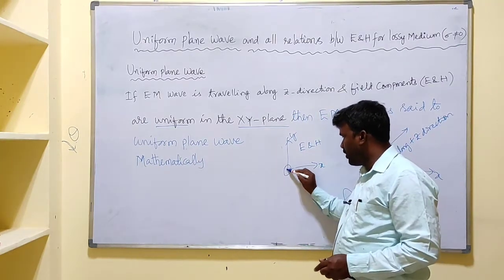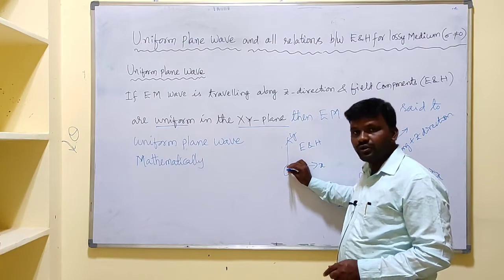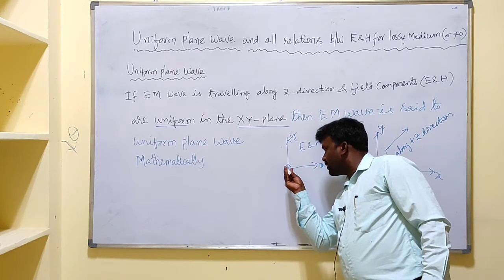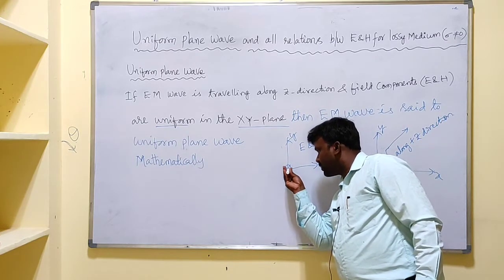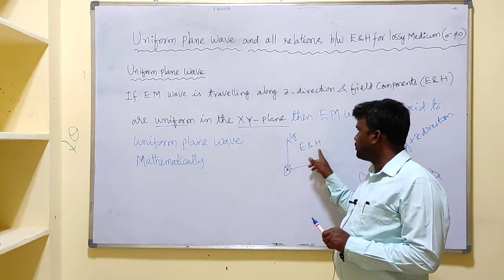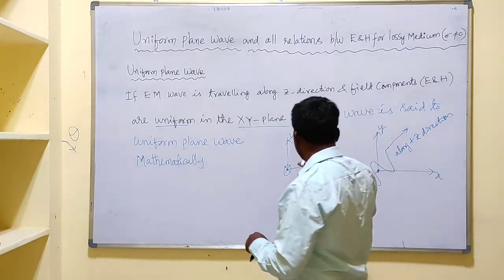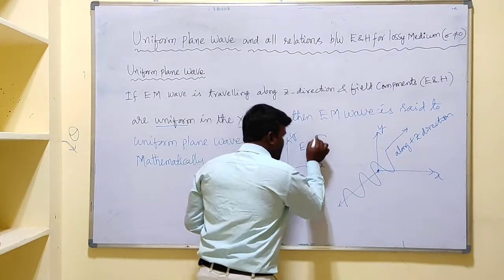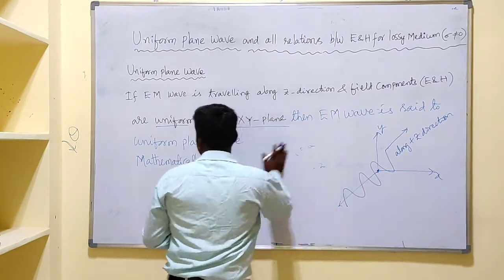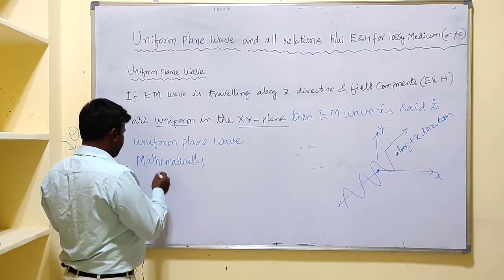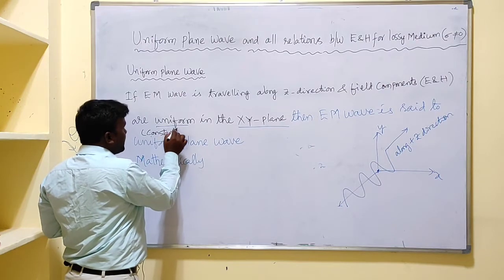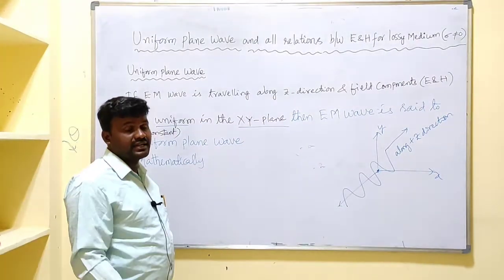Means it may be coming towards you, or going into the board. So this wave is perpendicular to both E and H, where these field components are present in the xy plane, but these field components are uniform in the xy plane. Uniform in the xy plane means they are constant in the xy plane. They are not varied with respect to x and y.